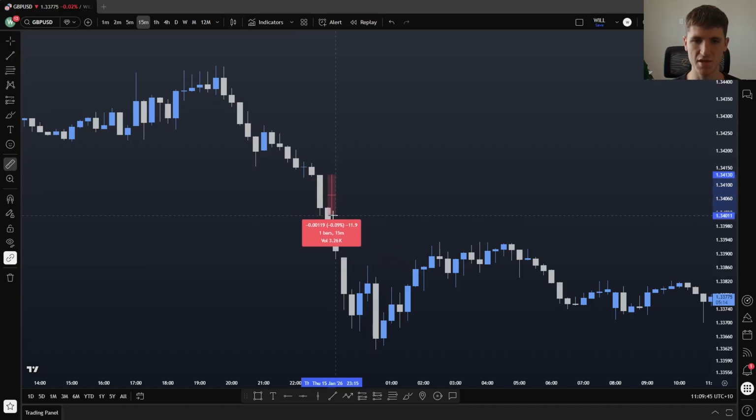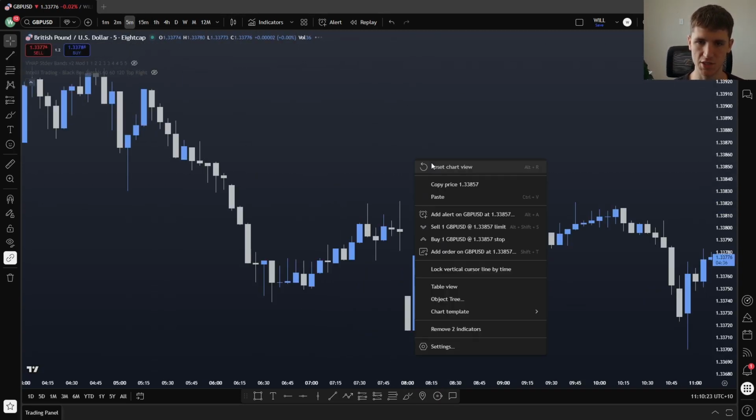But we can see that this is 11.9 pips. That is the pips right there. This is the percentage change as well. But we can see over to the right here, it was at 1.34130. See how there's an extra decimal place? And it moved down to 1.3401, sorry. So you can see that it's moved almost 12 pips, essentially. So that's how you measure pips. That's what you're looking at.